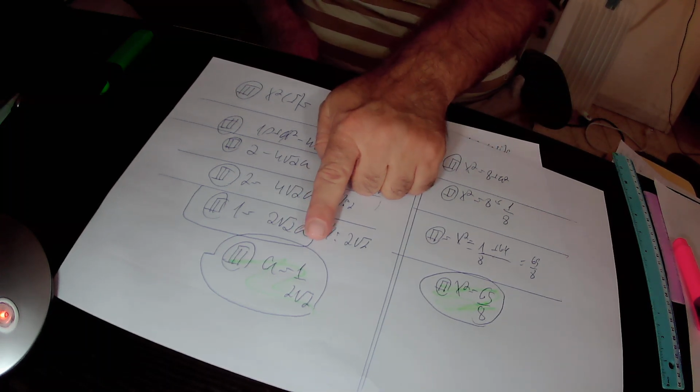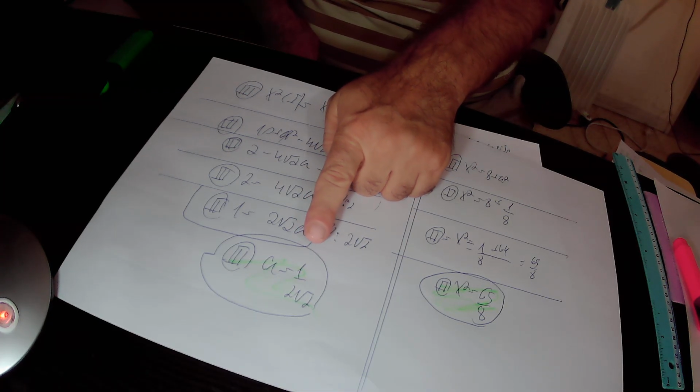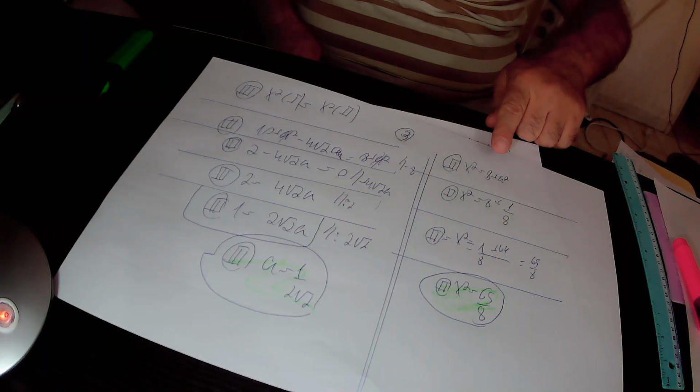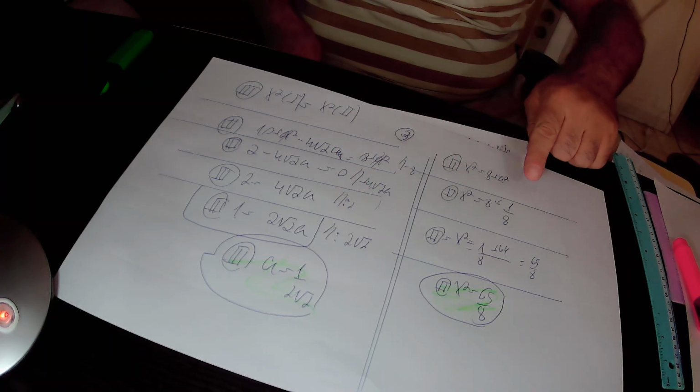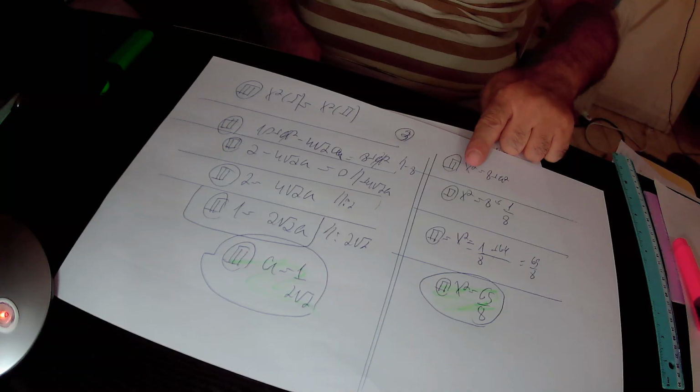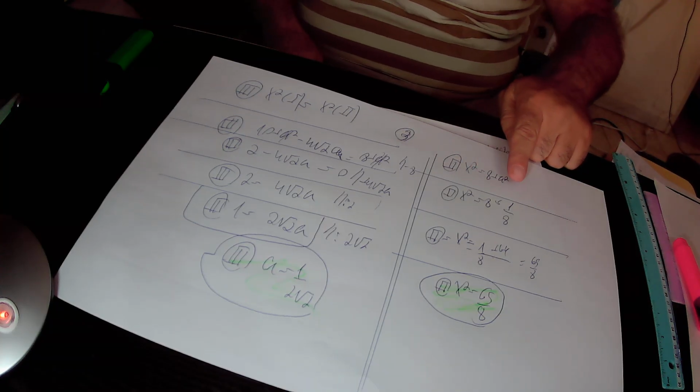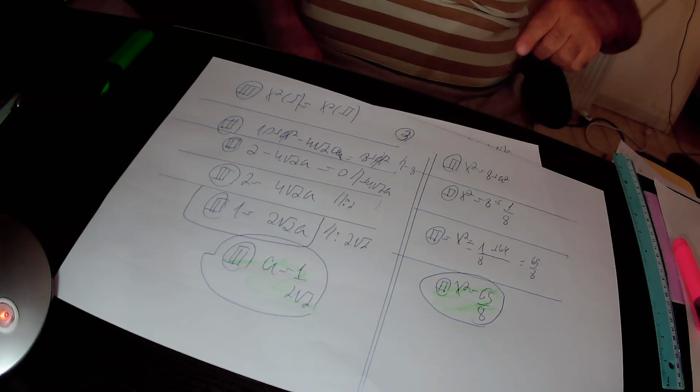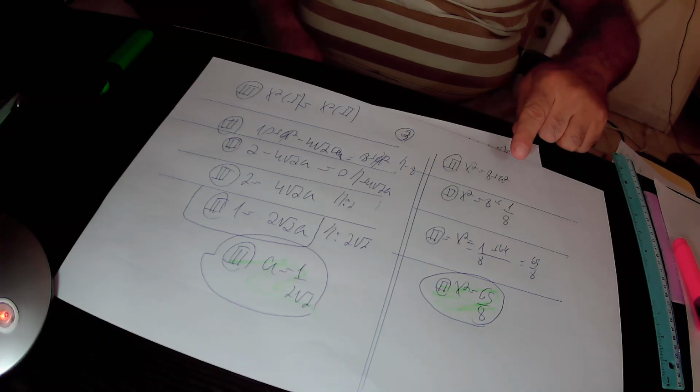A is 1 over 2 times square root of 2, and therefore a squared must be equal to 1 over 2 times square root of 2 squared, that is 8. So in total, a squared equals to 1/8. So according to equation 2, we shall find out that x squared equals to 8 plus 1/8.